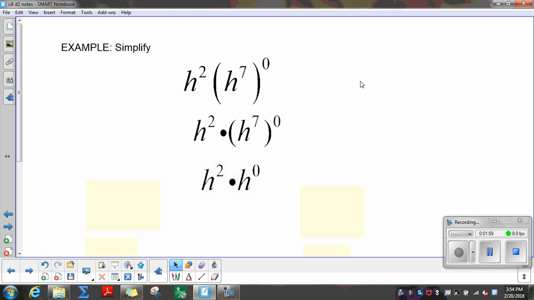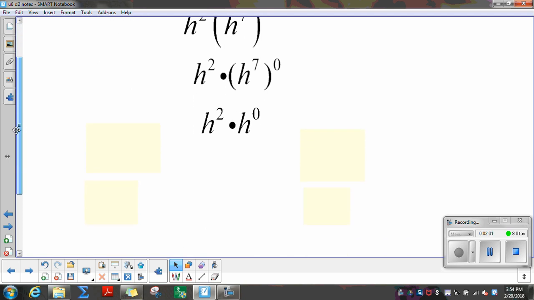So, two ways you can do it. You can go ahead and be like, oh, h to the 0. Nope, not that way. You could do, oh, the same base being multiplied, I can add them together. So 2 plus 0 just gives you 2. You get h squared. The other way is you can, oh, h to the 0, that's just 1. So you replace it, you get h squared times 1, which is just h squared.